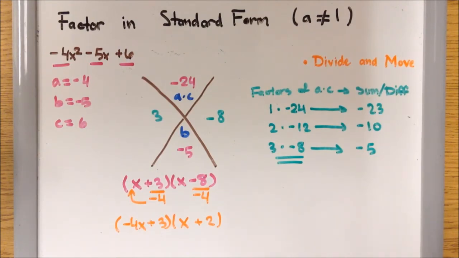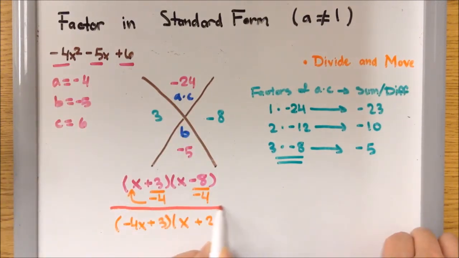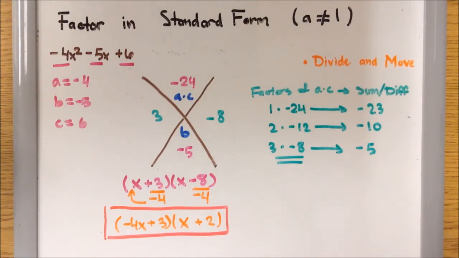So again, when you FOIL these two factors, your answer should match up with the example. So our final answers are these two factors, negative 4x plus 3 times x plus 2.